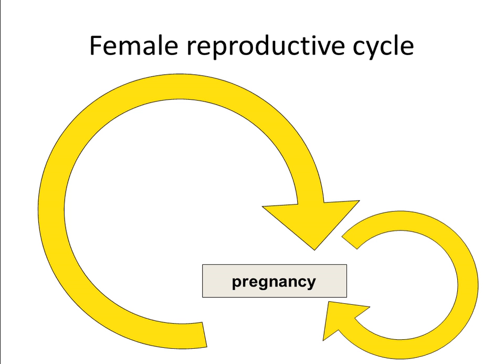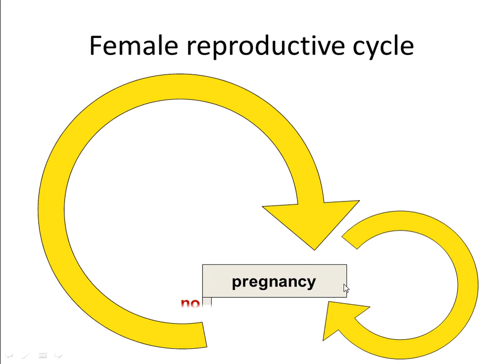Okay, I'm going to talk about the female reproductive cycle. You might want to print out these notes that I posted on my website and follow along as we go through this, but we're going to be talking about the endocrine system's role in the female reproductive cycle, and we're all going to focus around pregnancy.